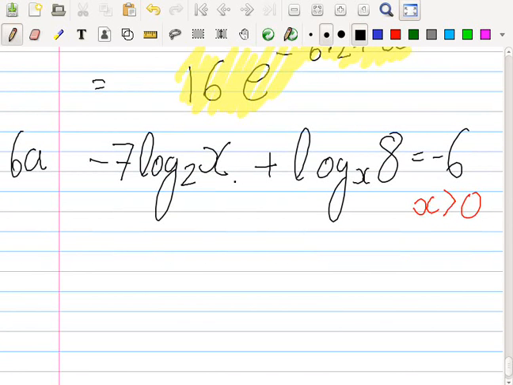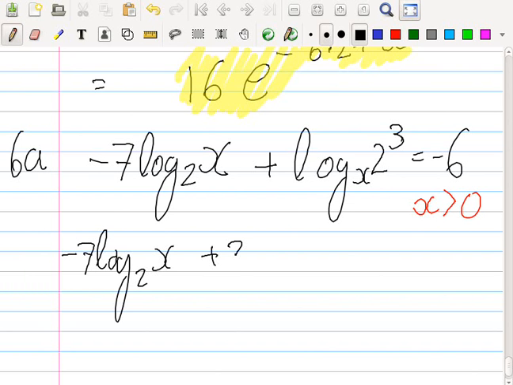Now, what's the first problem here with trying to find the x? Where's the x here? In the base. And where is it here? In the argument. Also, I can clean this up a little bit. What can I do with 8? What type of number is 8? 2 cubed. So here will be minus 7 log 2x plus 3 log x2 plus 6 equals 0.